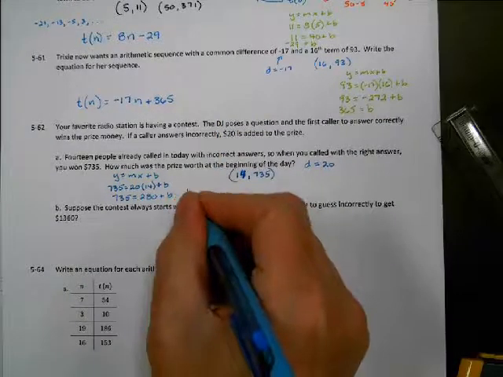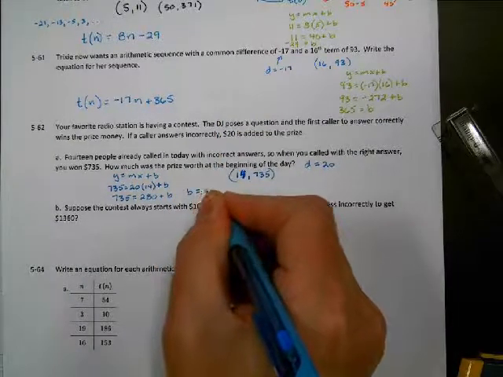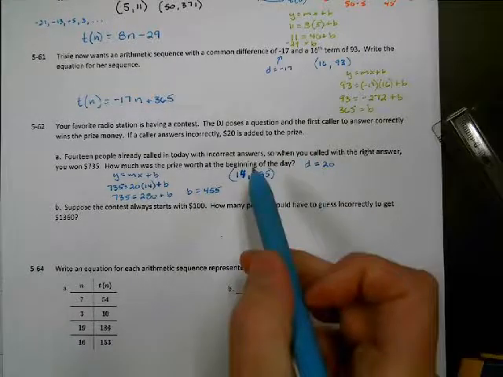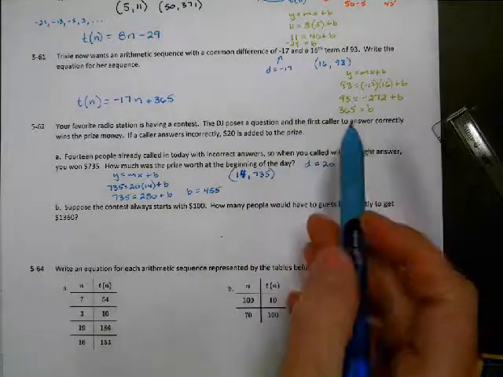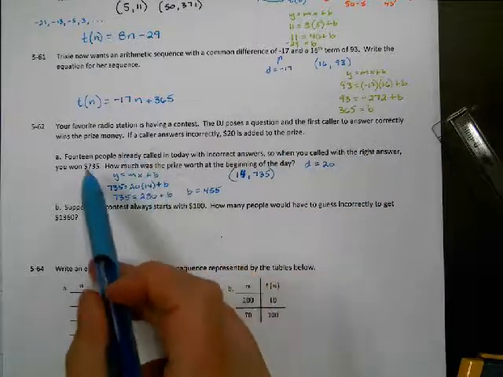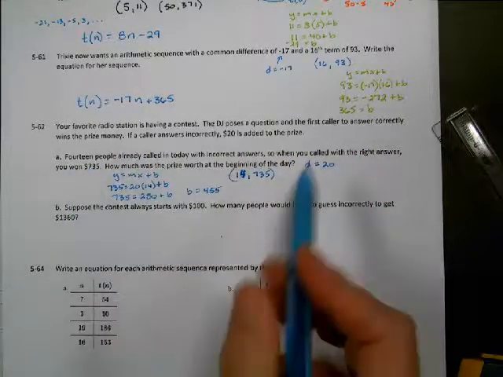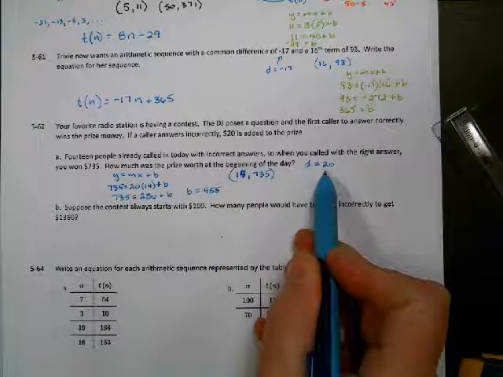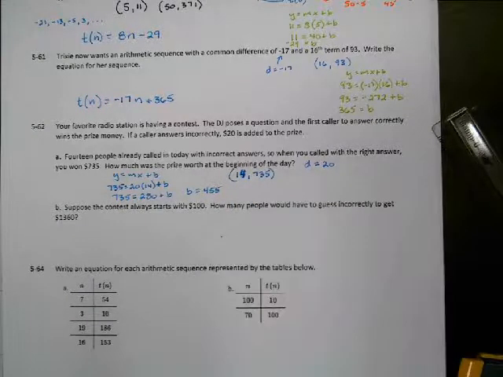Because by the time it got to us, 14 people had called beforehand. So there are 14 people that were adding $20 because they all got it wrong. So they added $20 each time for that one. All right, got it? All right, next part.